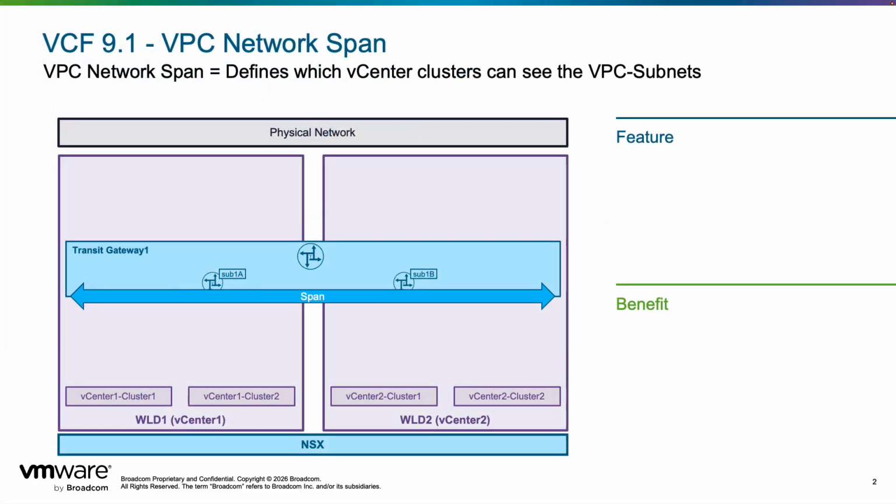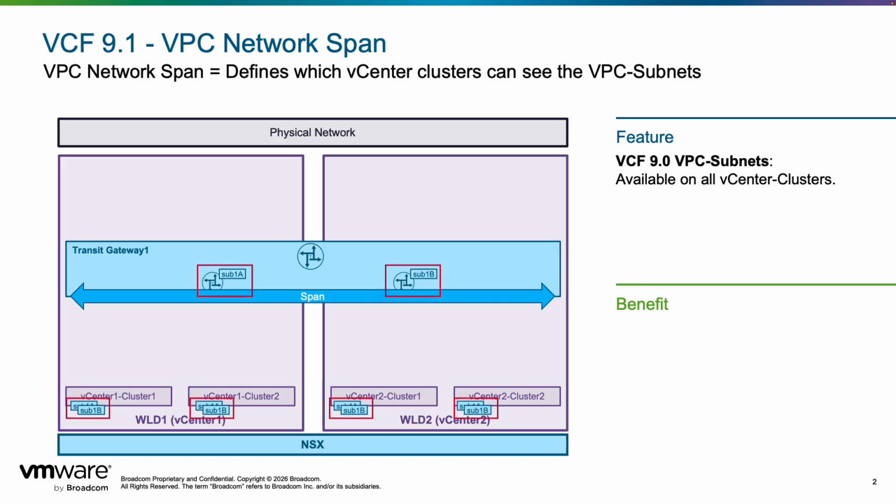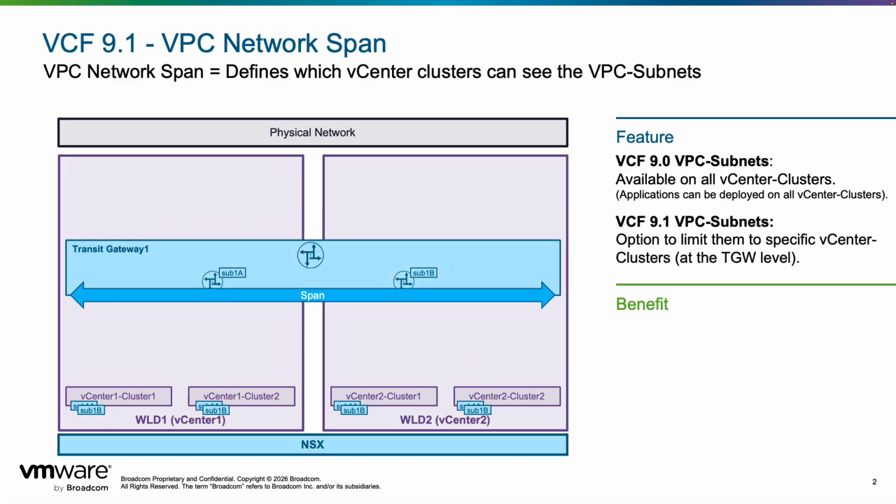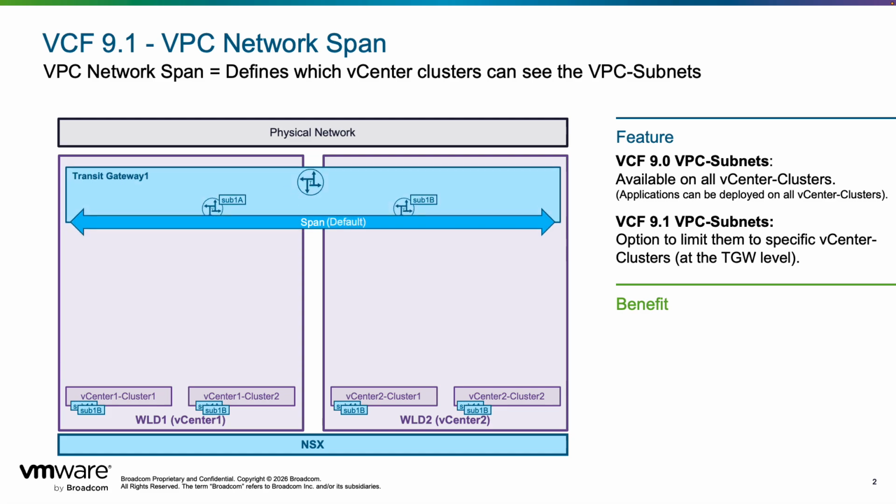In previous VCF releases, VPC subnets were automatically pushed to all clusters within the instance. This meant that applications, whether VMs or Kubernetes workloads, could be deployed anywhere by default. With VCF 9.1, we are introducing more granular control.